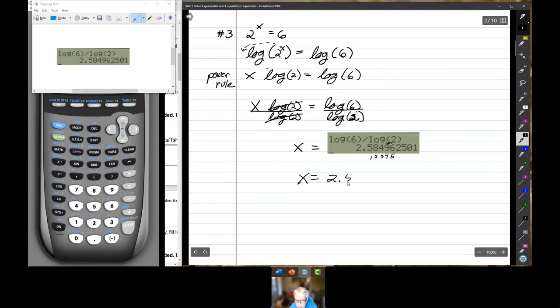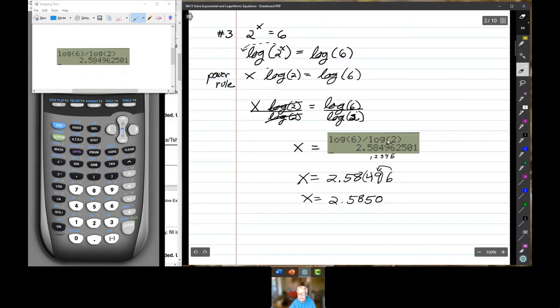X equals 2.58496. Instead of thinking of 9 being rounded up to a 10, I have to kind of increase my view and look at 49. 6 will cause 49 to round up to 50. So X equals 2.5850, only it doesn't equal. Let's get rid of that equal sign.